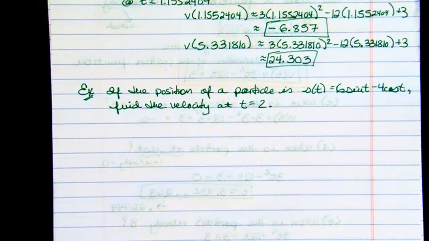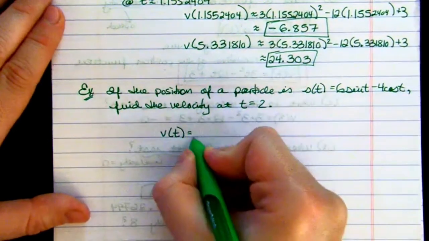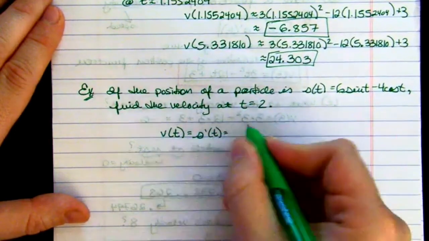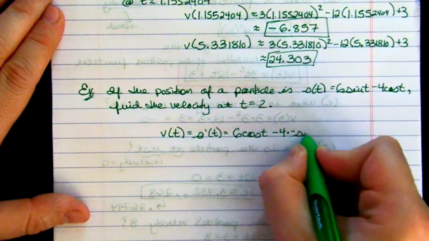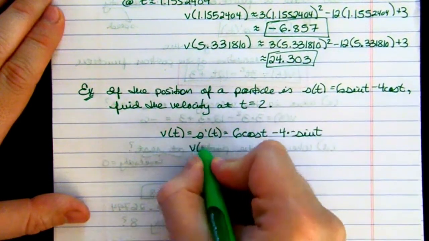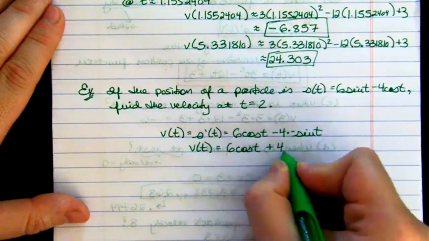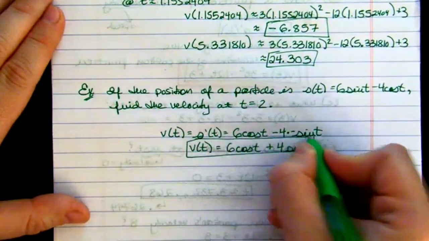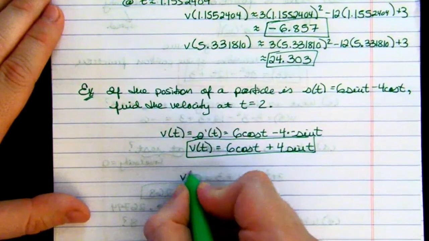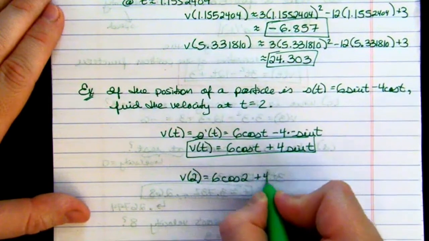Well, first of all, go create your velocity function. The velocity of my particle should be the derivative of position, so it should be 6 cosine t minus 4 times negative sine t. So I can say my velocity is 6 cosine t plus 4 sine t. That's my velocity function. To find the velocity at time 2, I'm just going to plug in 2. 2, not 2 pi, so it's not going to be a great number answer.